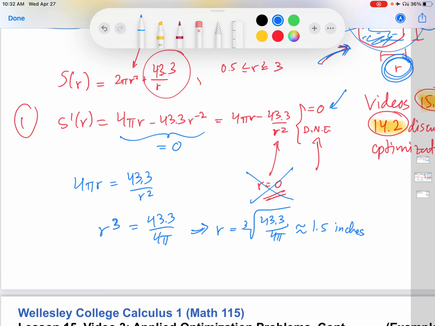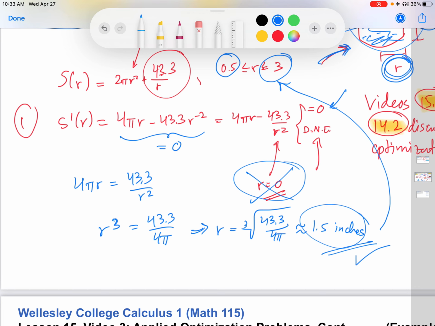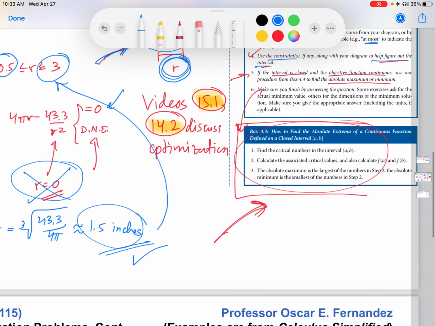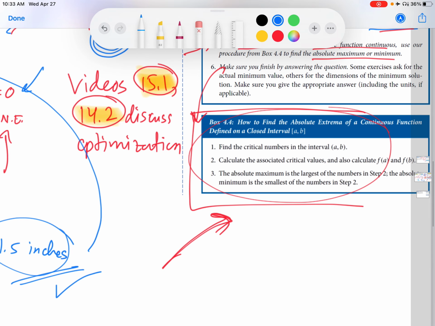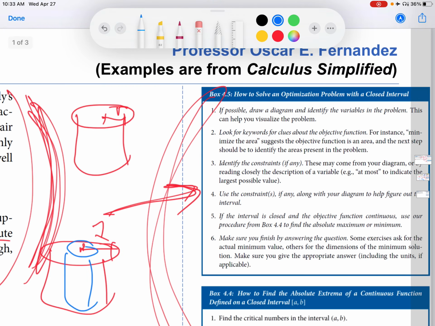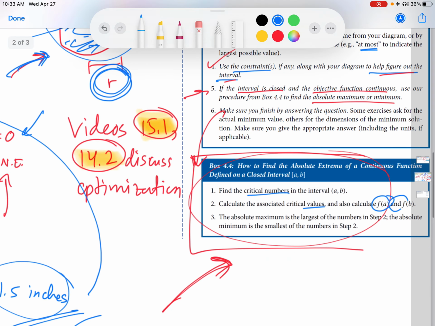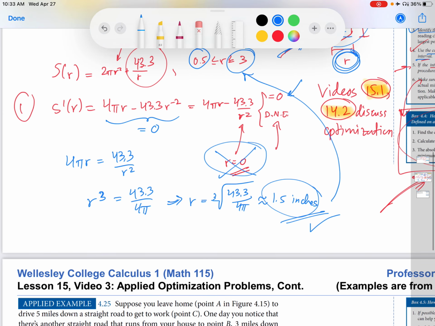Remember, r is measured in inches, so we get inches. This is the only critical number, therefore. We rejected this one, not in the interval. And 1.5 is indeed between 0.5 and 3. So this is the only critical number. Check. So now going back to our procedure, we have found the critical numbers. Now we want to calculate the critical values. We want to substitute those numbers into the function, get the y value, and then also calculate the y values at the endpoints. So that's step number 2.